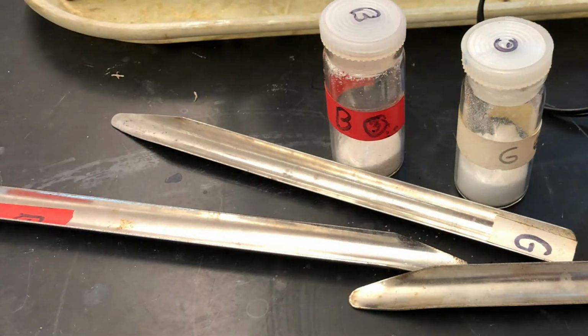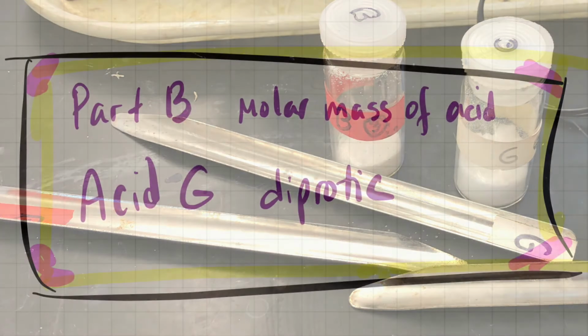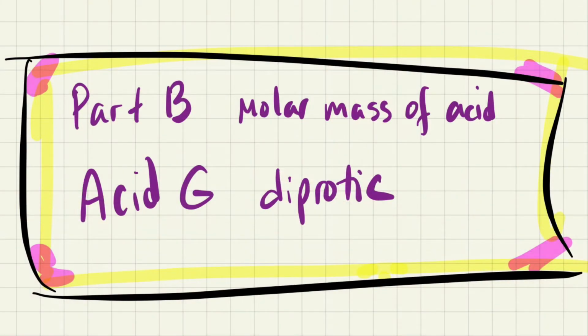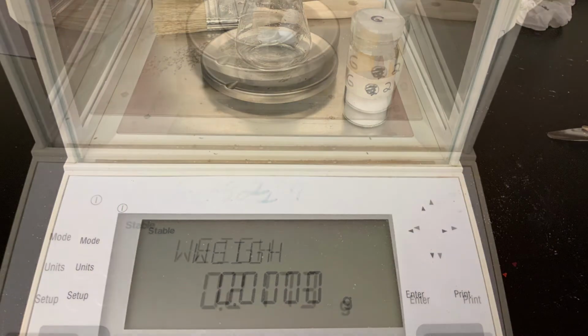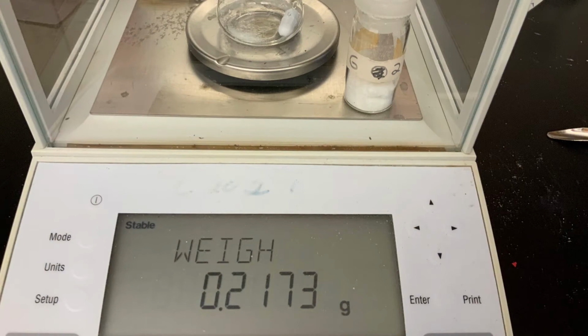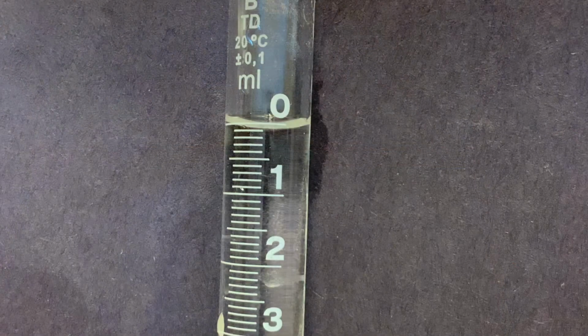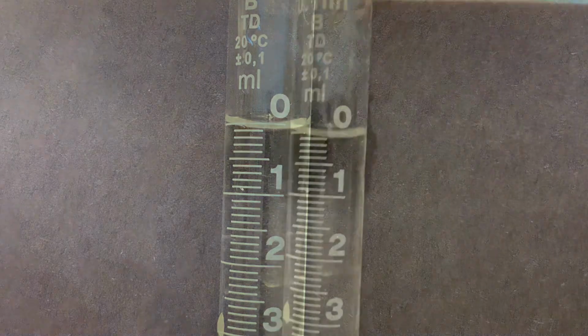You can see them pictured here. We'll use acid B and acid G. There's a number that will indicate our acid G is diprotic. Here comes the mass of that particular acid, which you'll need to record in your data table. And so you can see that there. The balance has been tared. And here's your initial reading of the volume of the base.